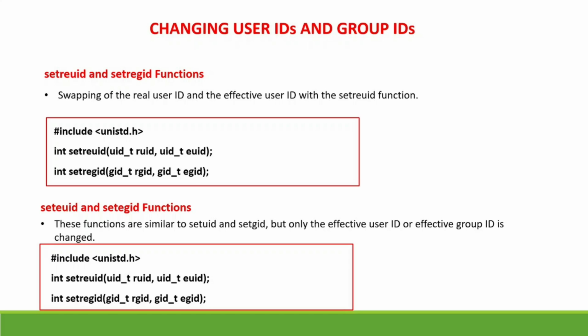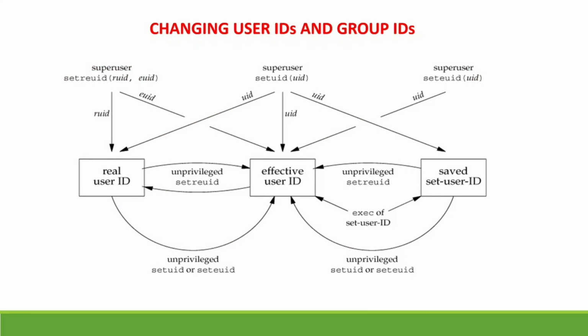And to summarize these three functions and their operations, they are depicted in this particular diagram. As you can see, for the setuid function, the first one, let me point to it, for a superuser, the real user ID, effective user ID, and saved set user ID are all set to UID. So this is what we have seen, right?